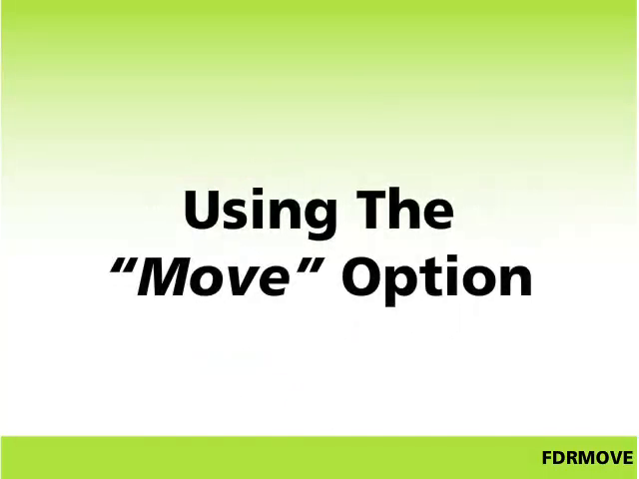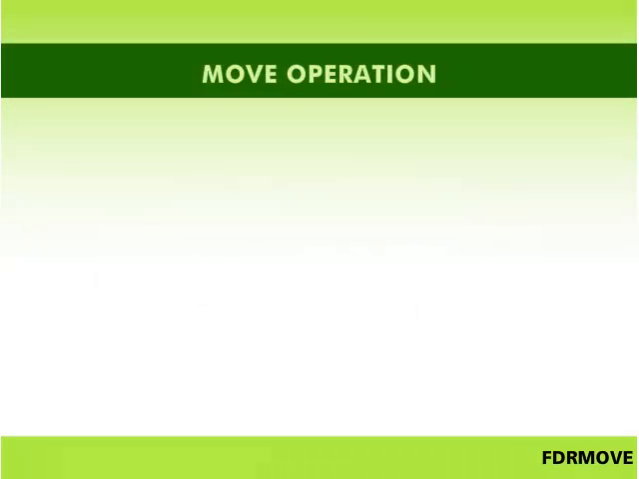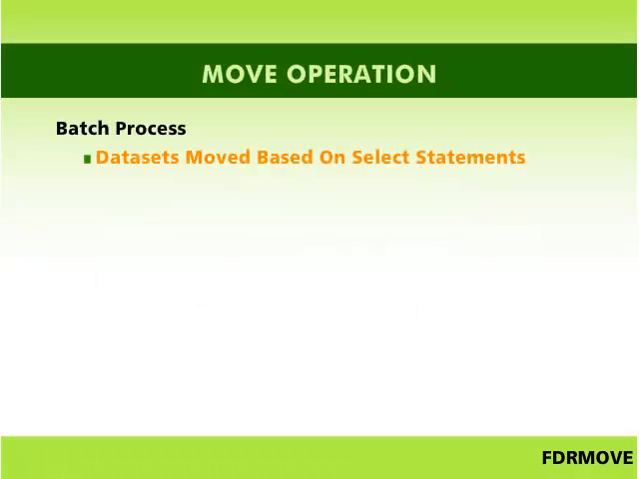So far, we've discussed briefly the different options for moving datasets based on their activity and availability. Let's now look in more detail at the MOVE operation of FDRMOVE. The MOVE operation runs as a batch process and moves the selected inactive datasets to a new disk volume or volumes as specified in the job.